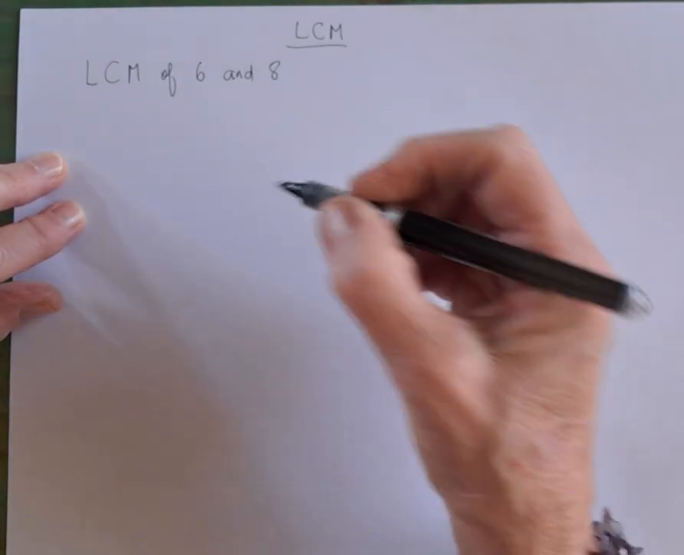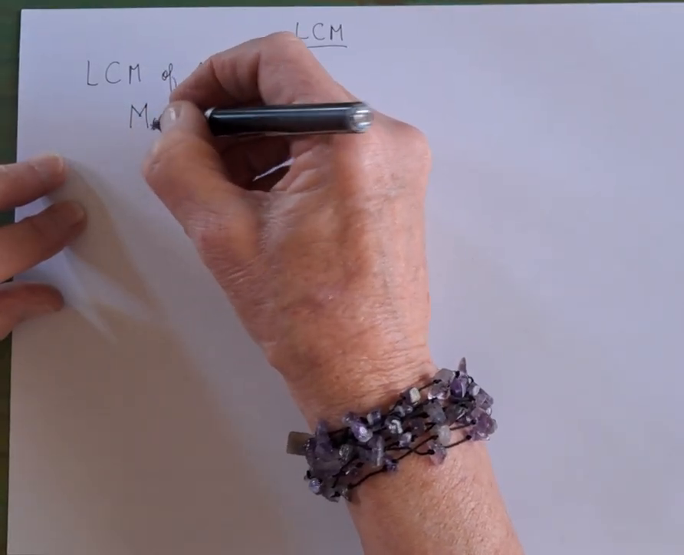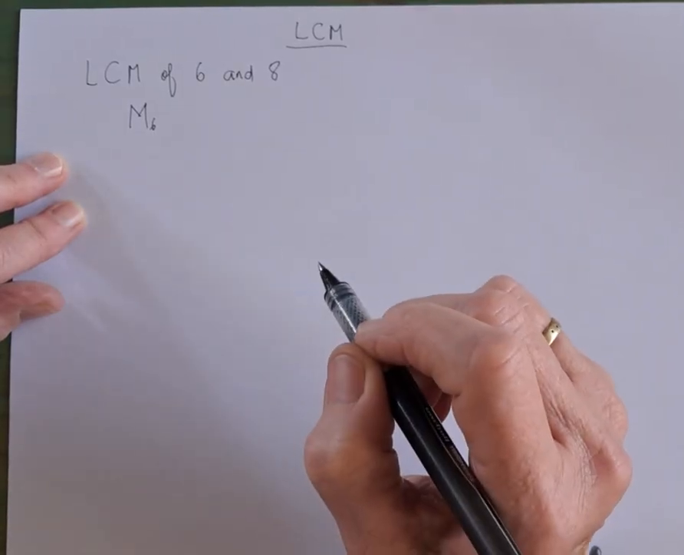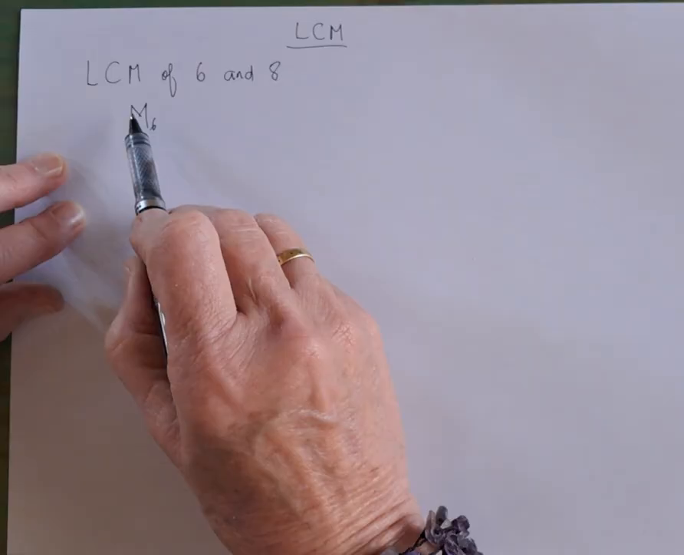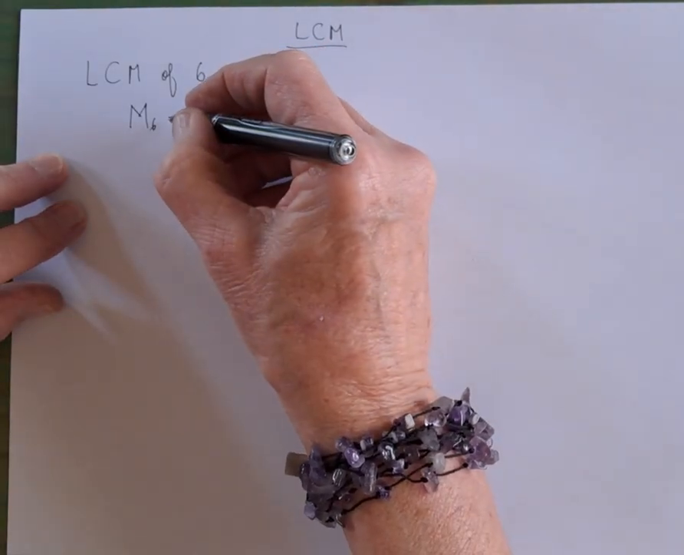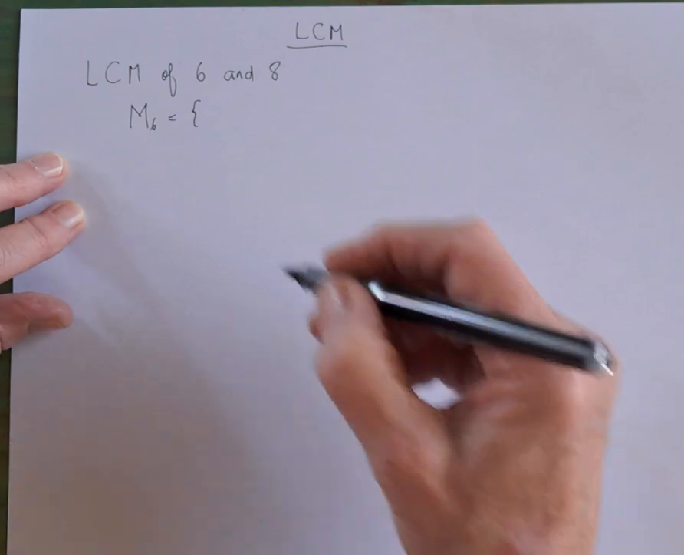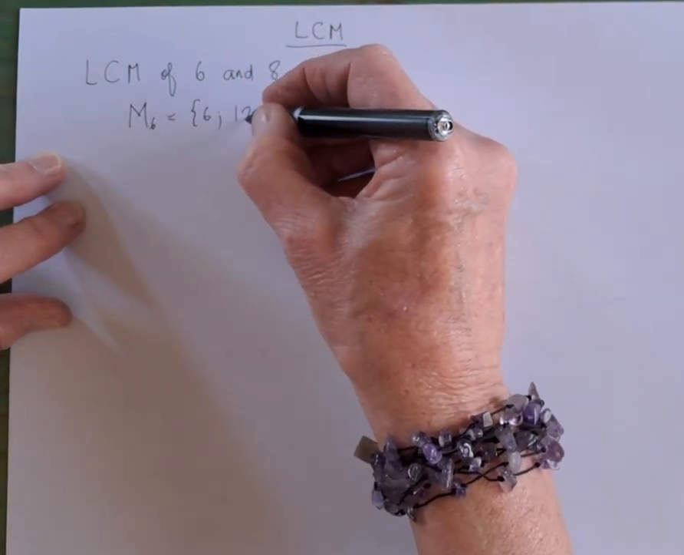So the best method to use is first of all to start off by finding the multiples of 6. And mathematicians are lazy, so we always try to find the shortest way of writing anything down. And so the notation for multiples of 6 is capital M with a 6. And that's equal to the set of numbers, which is shown with a curly bracket. And now we're going to start counting in 6s.